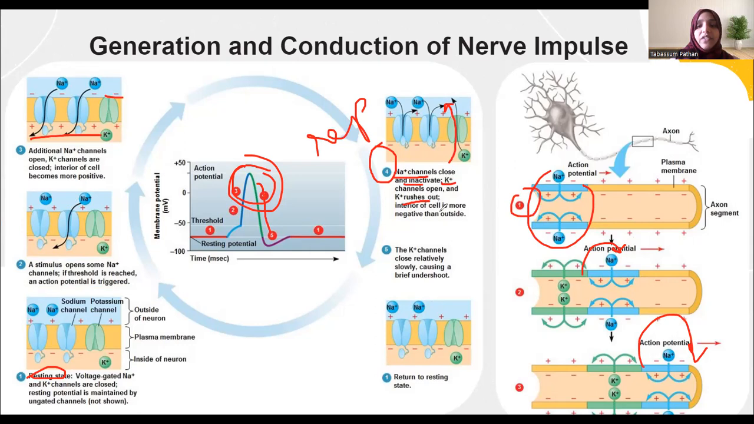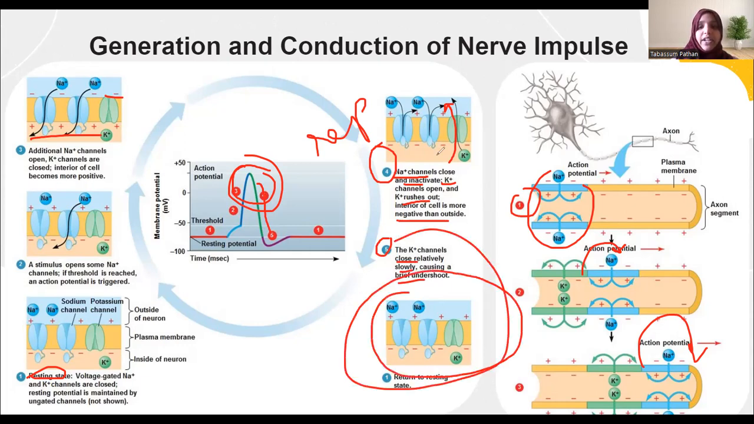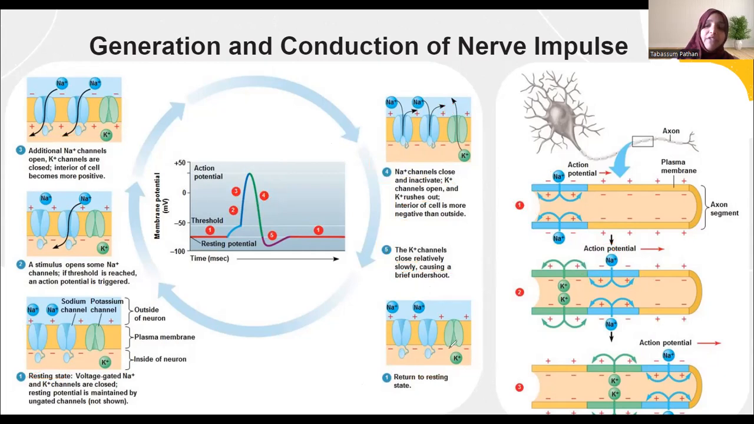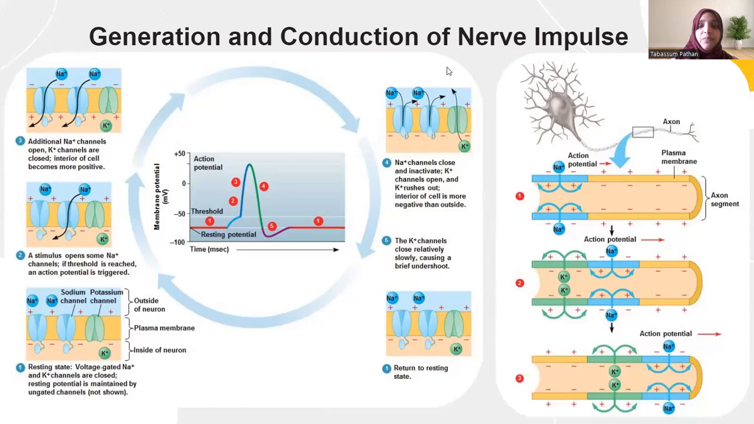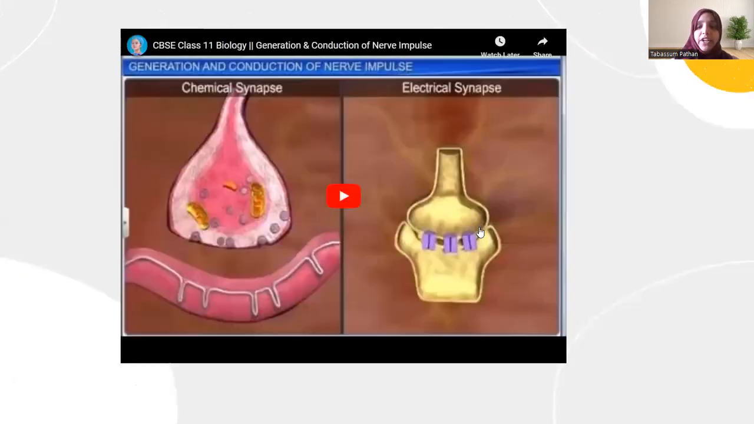Okay. Interior of the cell is now more negative than the outside. And then when there is a balance reached, then the potassium channels will close slowly and steadily it will return to the resting stage. That is more positive on the outside and more negative on the inside. So this is the summary of the generation and conduction of the nerve impulse. Have a thorough look at the whole scenario. Make a note of anything that you have not understood and you can reach out to me in case of any difficulty. I will display a summary video of whatever we have discussed up till now, so that you get a clear understanding.